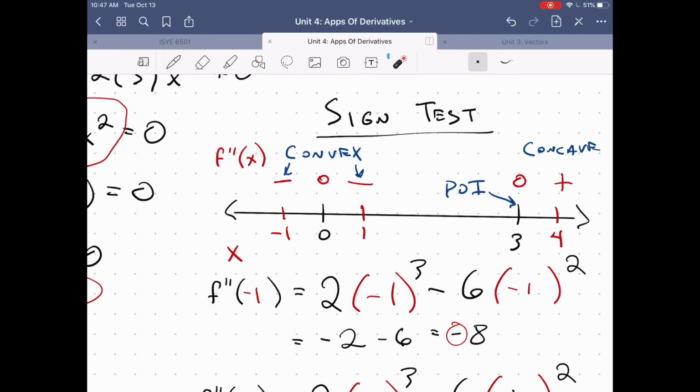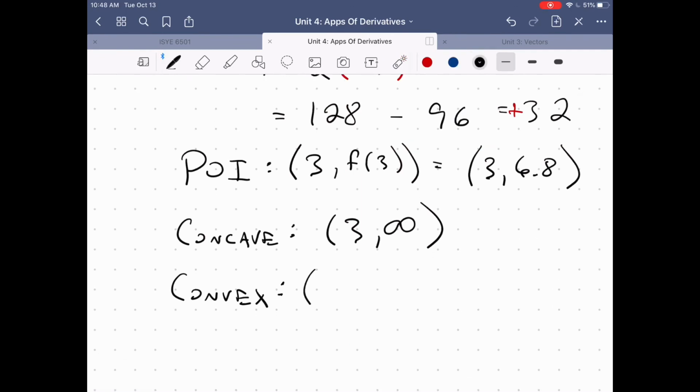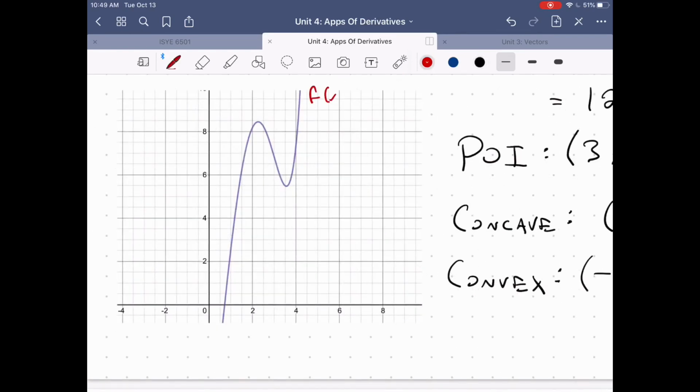So our interval for convex would go from negative infinity all the way up to 0, and then also from 0 all the way up to 3. So we have negative infinity, 0, and then we can use U, that stands for union, and that would go from 0 to 3. Here's our graph of f of x, the same f of x we were just using.